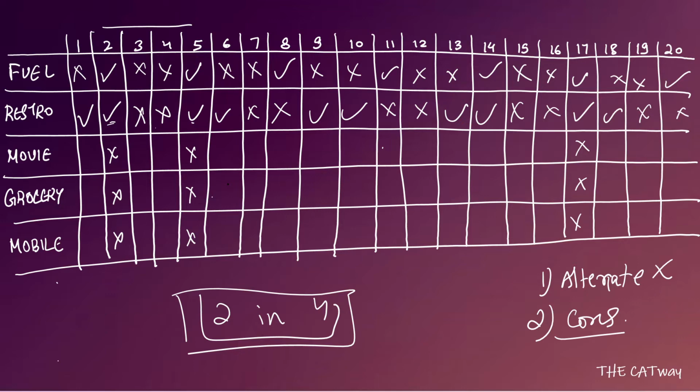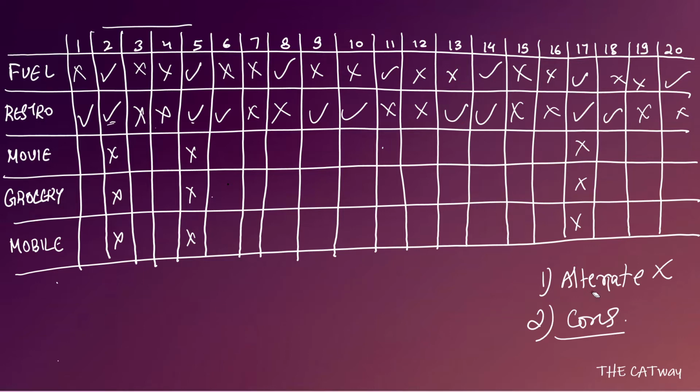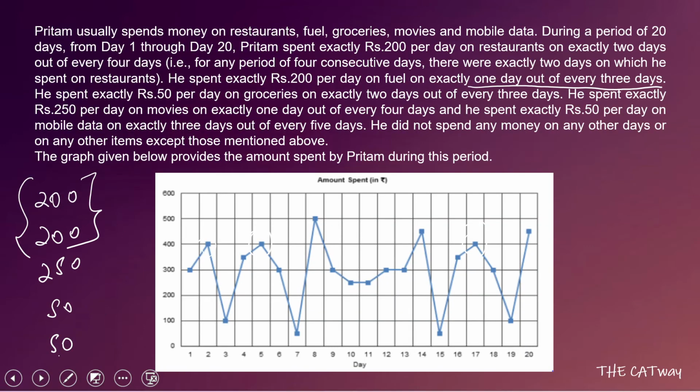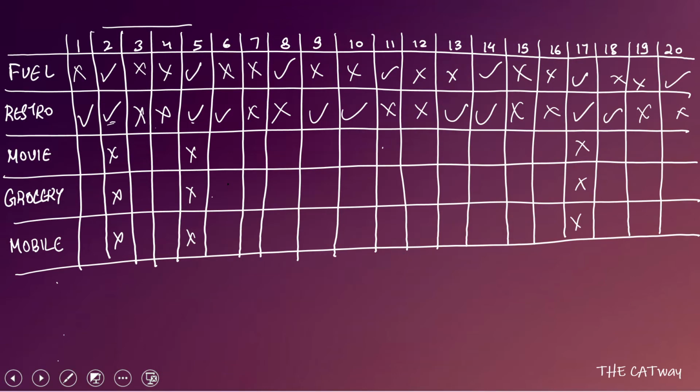Okay, now let us move ahead. So next, let's see what else we have from the amount that has been spent. See, on day 8 you can see that rupees 500 has been spent. The highest amount has been spent on day 8. And we are sure about one thing on day 8, that there is no restaurant and there is fuel. So out of 500 rupees, 200 rupees has been spent on fuel.